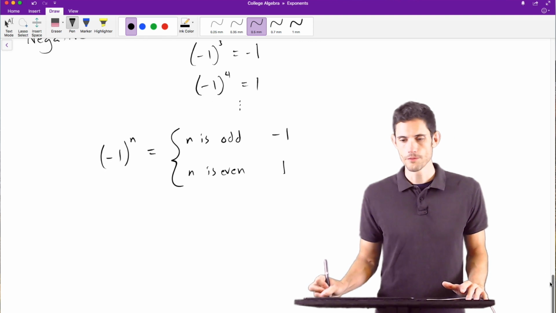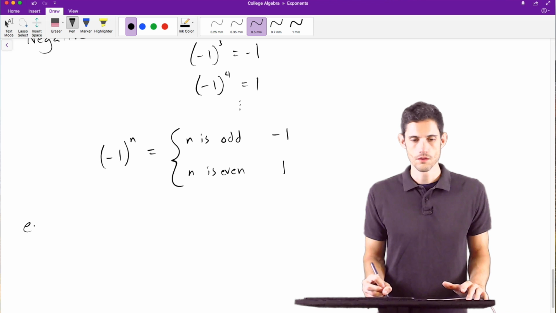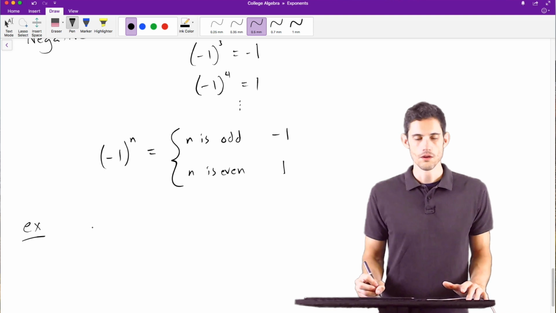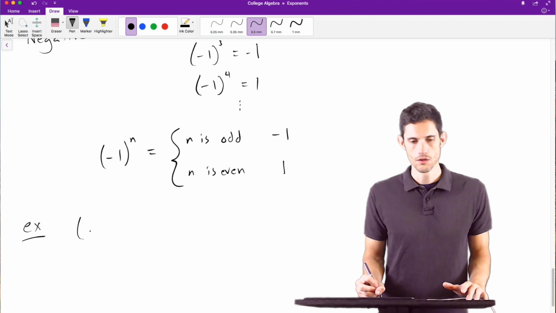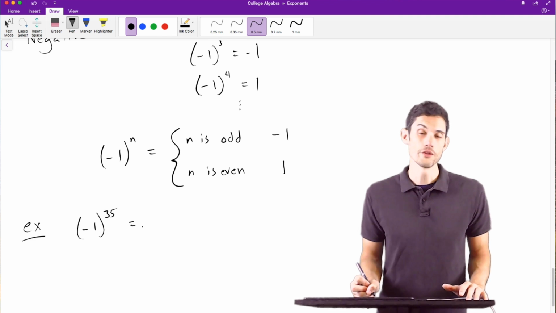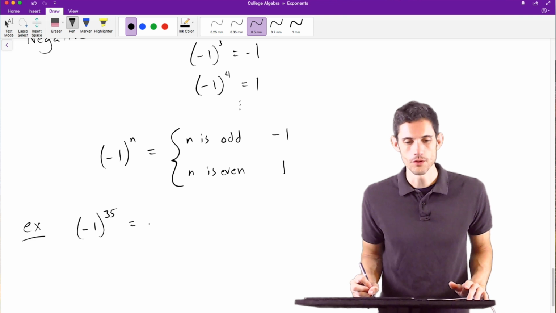So for example, what is -1 to the power 35? Well, 35 is odd, so it's -1.